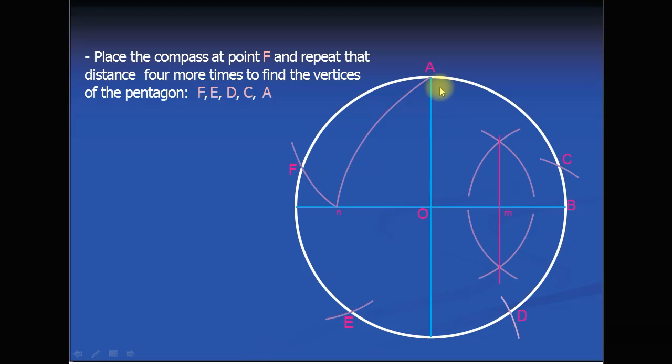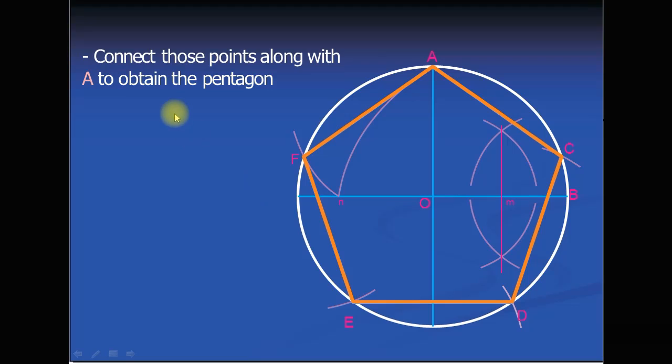These are the vertices of the required pentagon, along with A. Now connect those points to obtain the pentagon. Connect point A to F, F to E, E to D, D to C and C to A. This is the required pentagon. Pentagon is that type of polygon which has 5 sides: 1, 2, 3, 4, 5. So there are 5 sides connected to form a closed polygonal circuit.